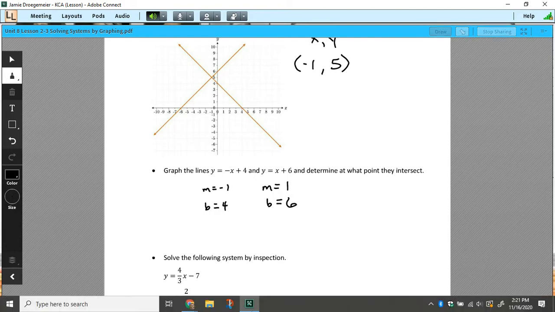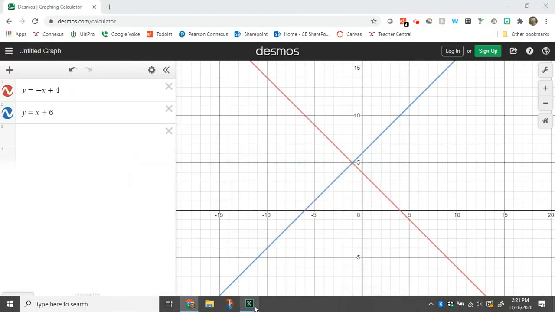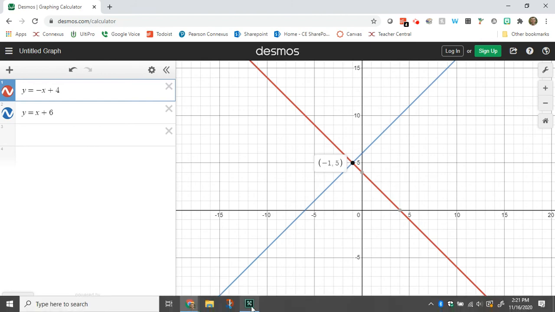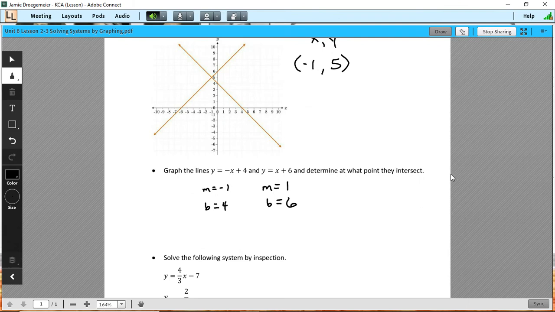I'm going to go ahead and pull up, I have these graphed on Desmos. So y equals -x plus 4 is our red line. y equals x plus 6 is our blue line. And so -1, 5 is the point of intersection here. And so if I go back here, we would say that they intersect at -1, 5. And I believe they are actually the same lines that I had drawn up here in that first problem.